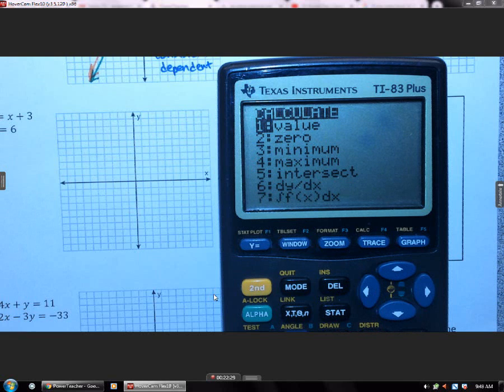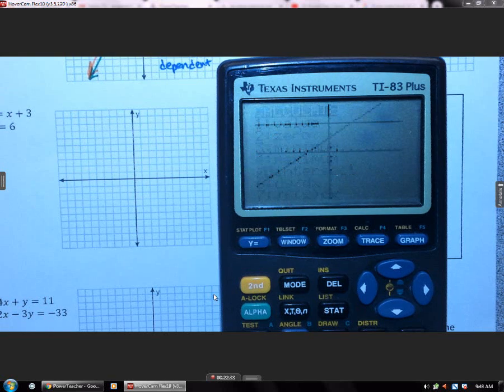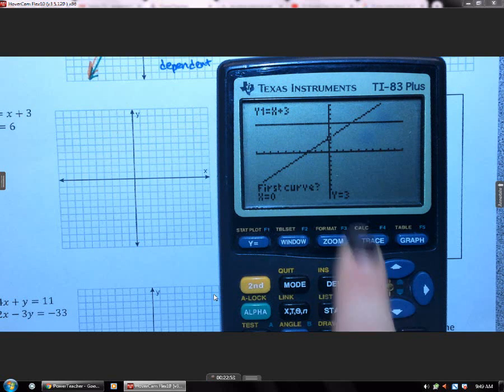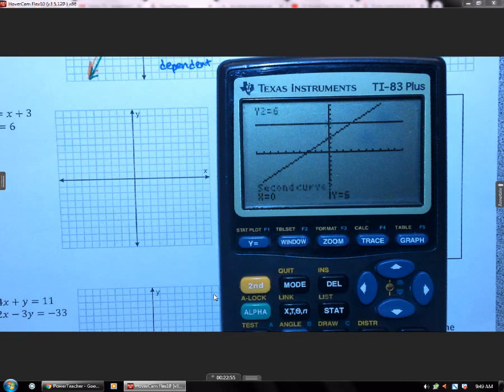Number 5, where it says intersect. So if we go down to 5, intersect. Okay, now look up here. It looks like nothing happened. It didn't tell you where they intersect, but you have to tell it to. See how it's asking you a question right here? First curve, question mark. Curve is like a graph. You would press enter to say, oh yeah, this dot's on my first curve.